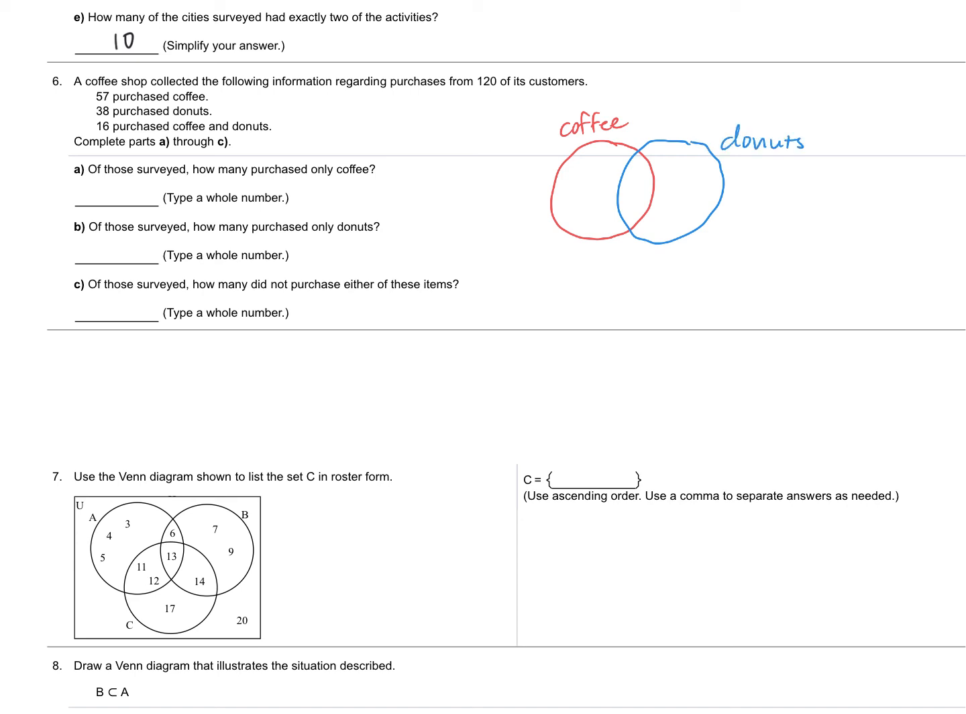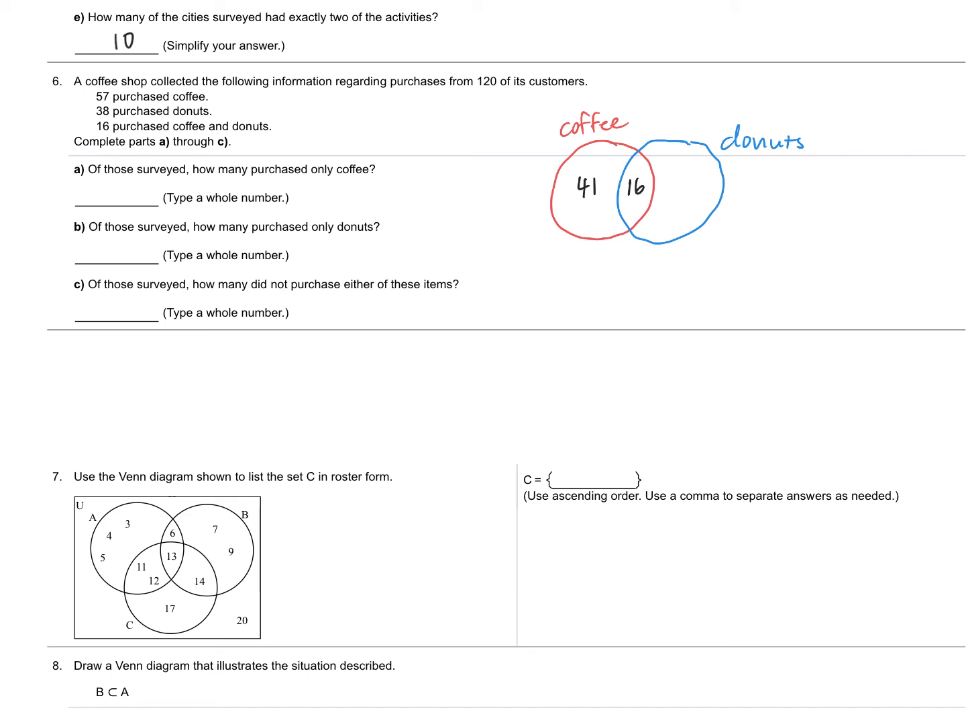And of course, whatever is in that middle football shape is going to be the intersection, or the people who bought coffee and donuts. So you always start with the middle parts if they give you that, the intersection. So it says 16 purchased coffee and donuts. So we're going to go ahead and put that number in first. And then it says 57 purchased coffee. So the total of the red circle has to be 57. So 57 minus the 16 that are already in that red circle would give us 41. So if I add 41 and 16, that's giving me that total of 57.